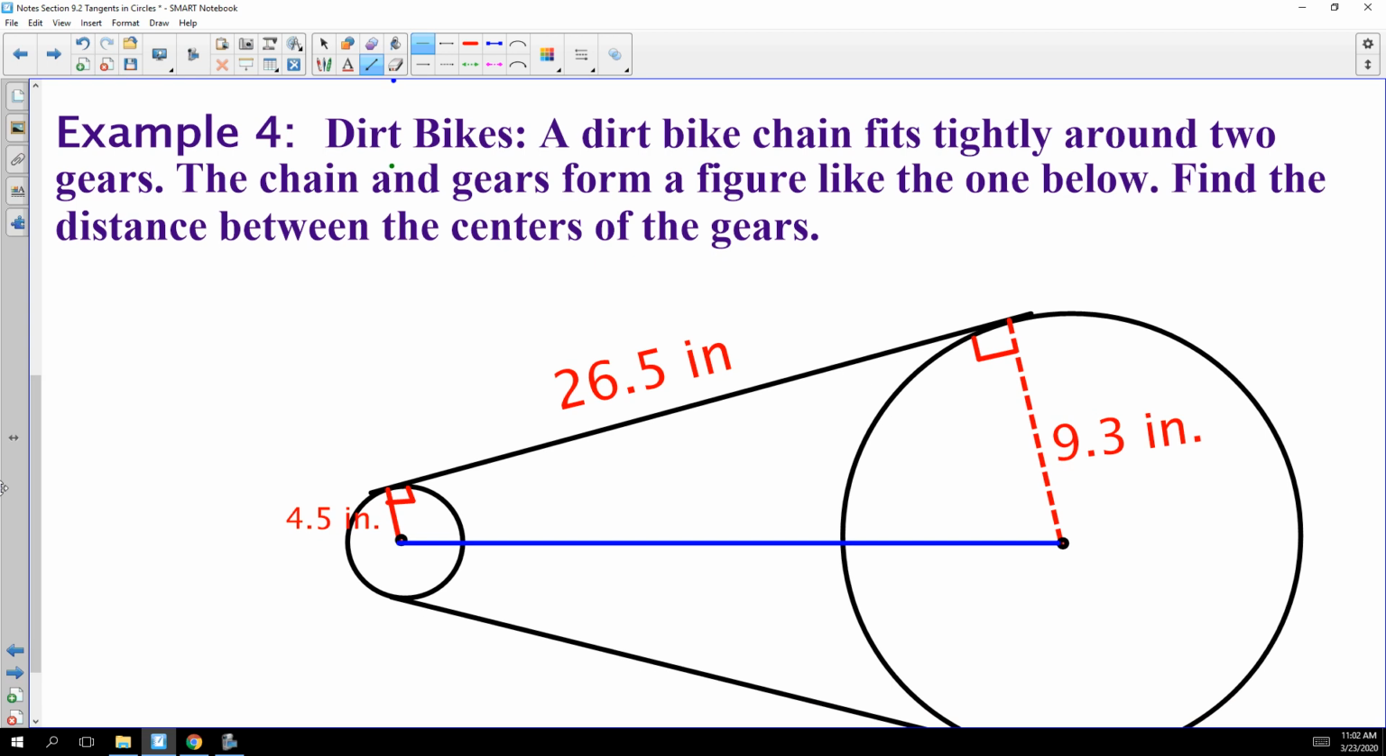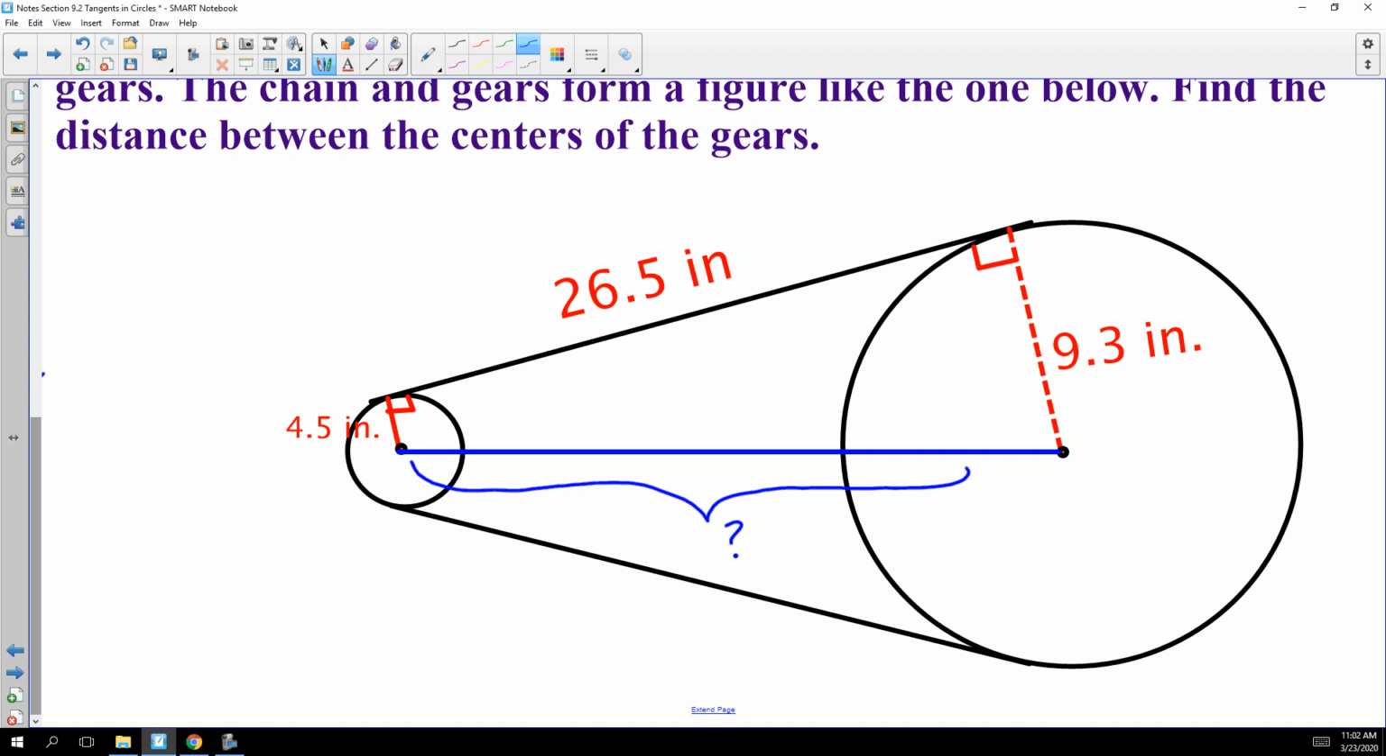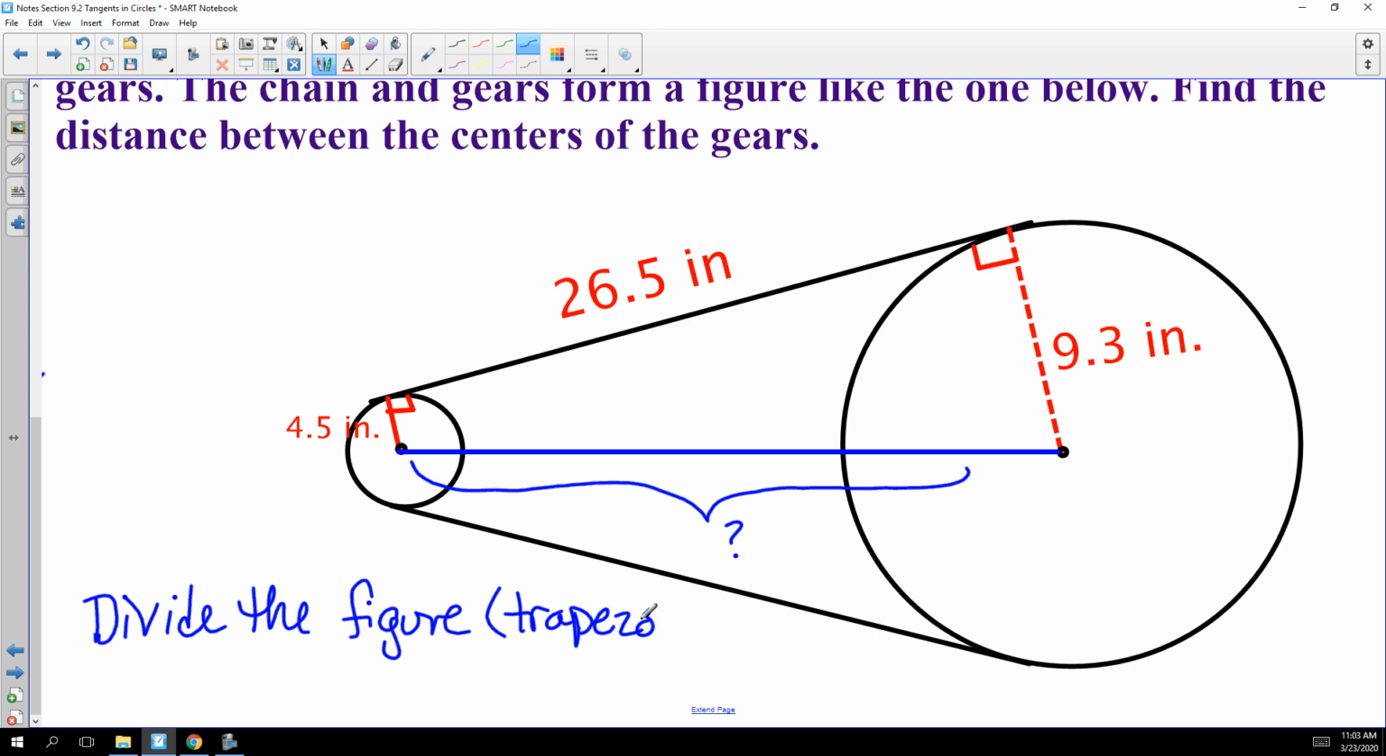So I've redrawn everything. So the question that we're looking at is we want to know what is the distance between these centers. So here's how you're going to have to work this problem. You're going to have to divide the figure, and I want you to find the figure that's a trapezoid, because that's the one we're going to be talking about, into a rectangle and a triangle. And here's how you're going to do that.